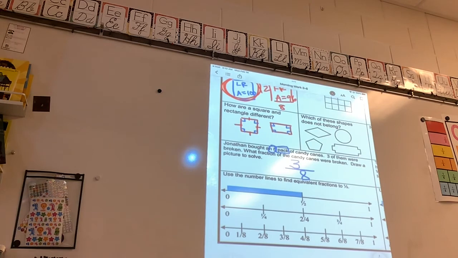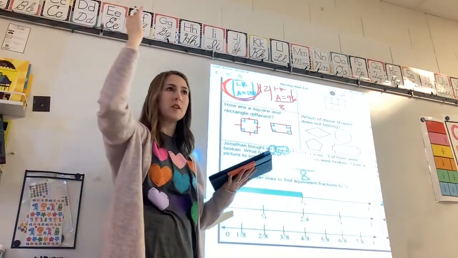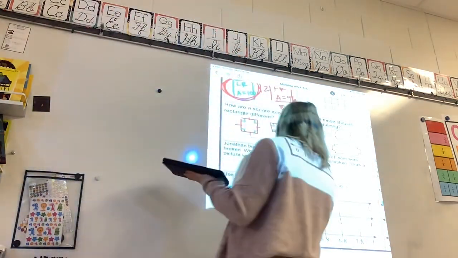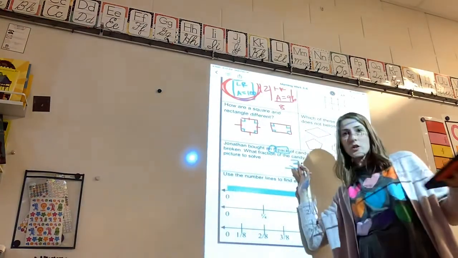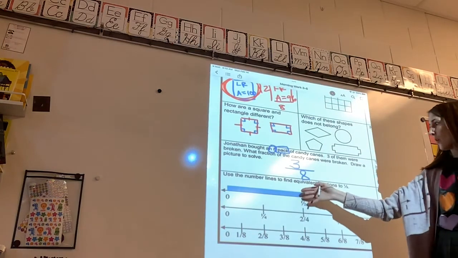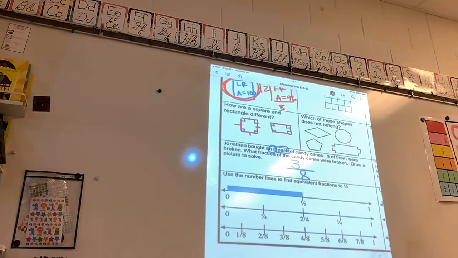Use the number lines to find equivalent fractions to 1/2. Do y'all remember how we used our forearm? How did we use that with those number lines? What did we do? Basically draw that line straight down, right? So if we were doing this, what other fractions on these other number lines are equivalent to 1/2? 2/4 and 4/8.